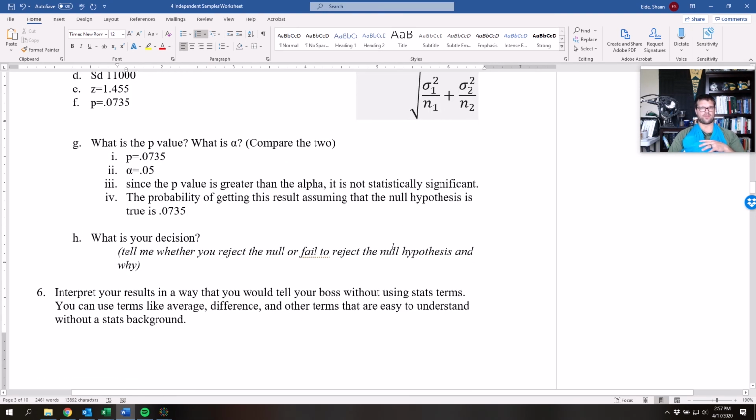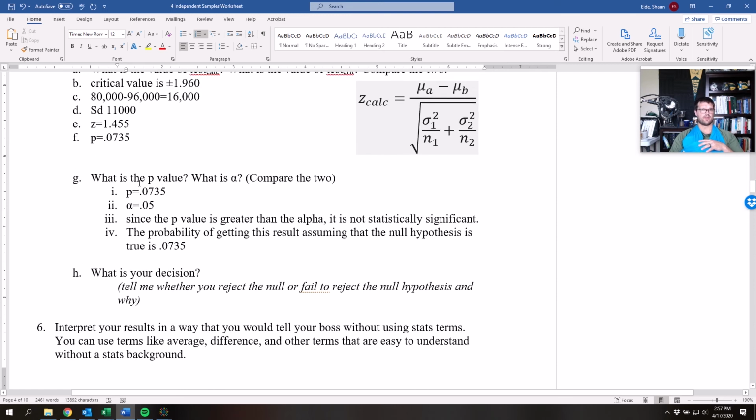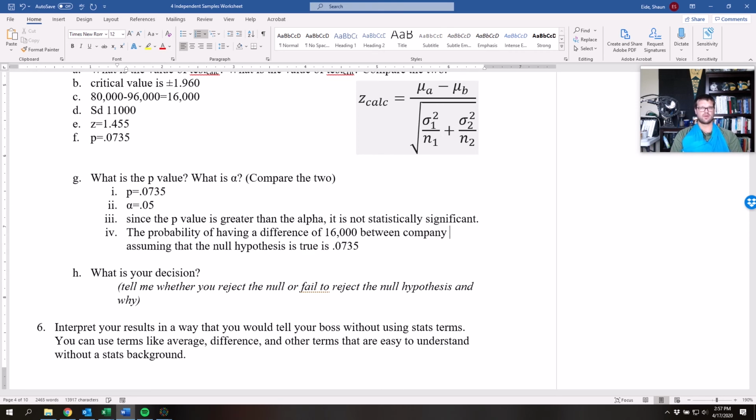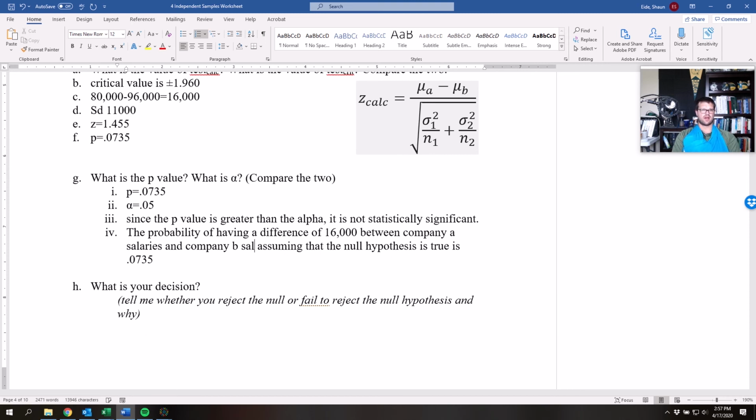And the probability of what? The probability of getting this result, the probability of having a difference of 16,000 between company A salary and company B salaries, assuming the null hypothesis is true. In other words, assuming that they are the same, is 0.0735.